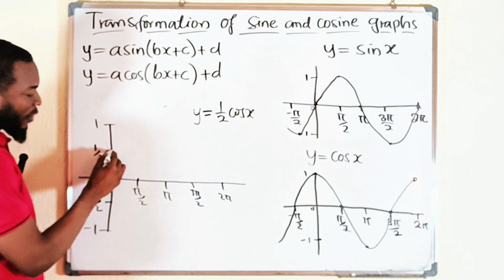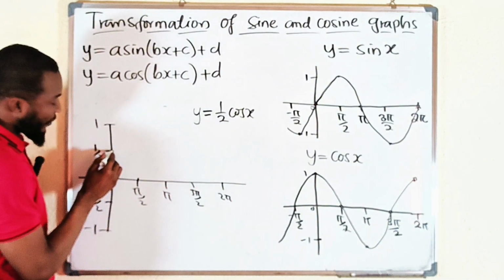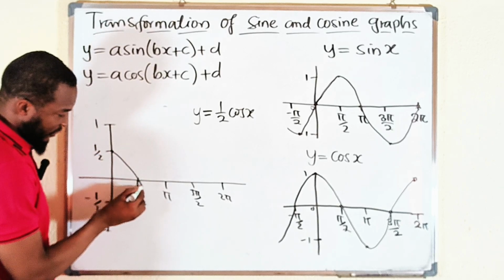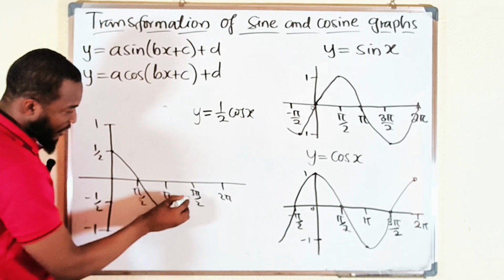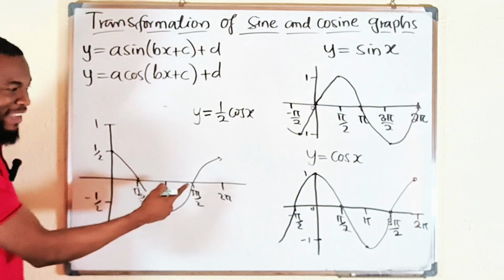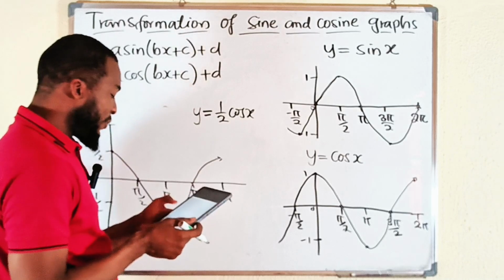So at maximum, this is now going to be our maximum because of this amplitude. It will go from the highest to 0 to the minimum, back to 0, up to maximum. You see how the graph looks like? So this is all about the amplitude.